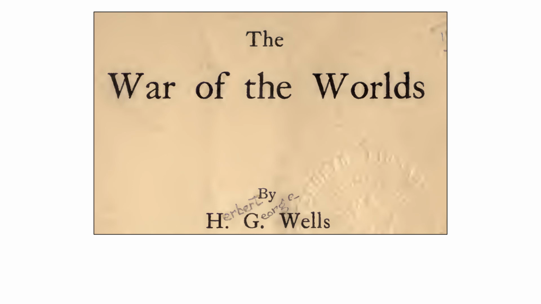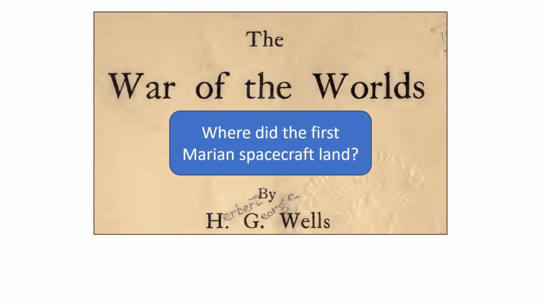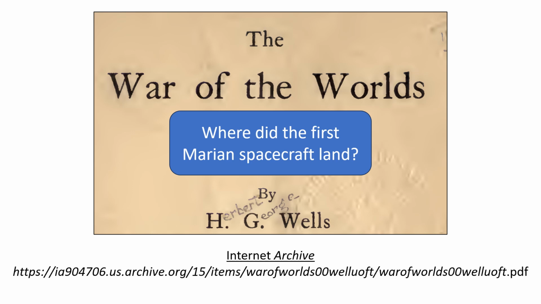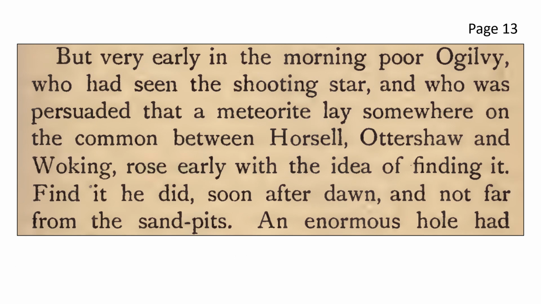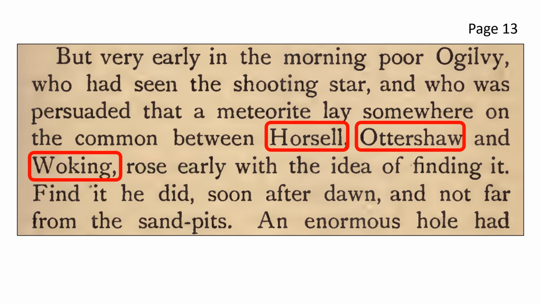We will attempt to find where the first Martian spacecraft landed in the novel The War of the Worlds by H.G. Wells. Excerpts from the book used here come from the edition of the book contained at the Internet Archive. On page 13 of the book, we see that the first Martians landed somewhere between Horsell, Ottershaw, and Woking. So let's find out where these places are.